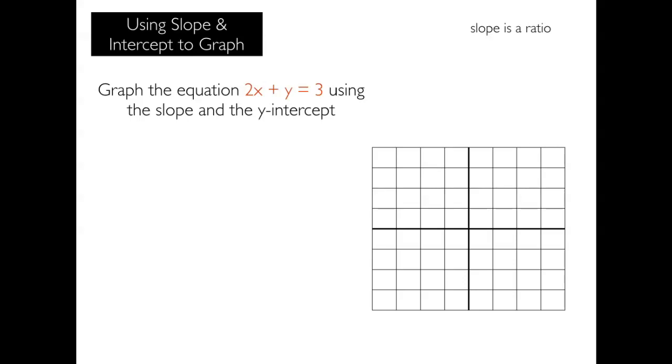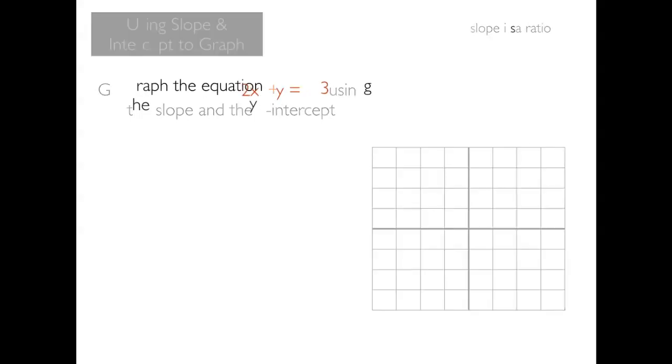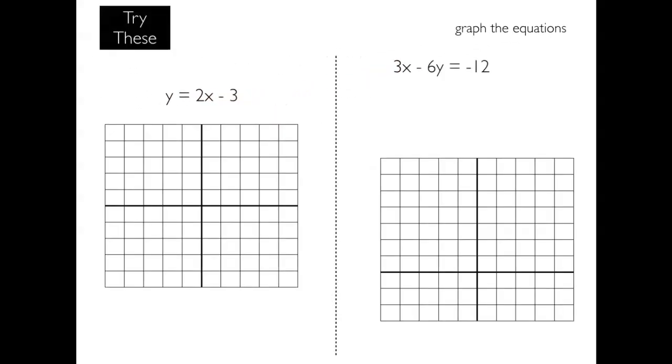I like to start with my y-intercept, so I would start at positive 3. From there, I'm dropping down 2 and over 1, and I repeat that process until I have at least 2 points to form the line.